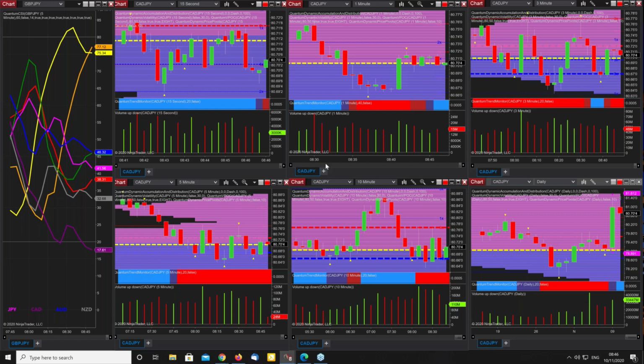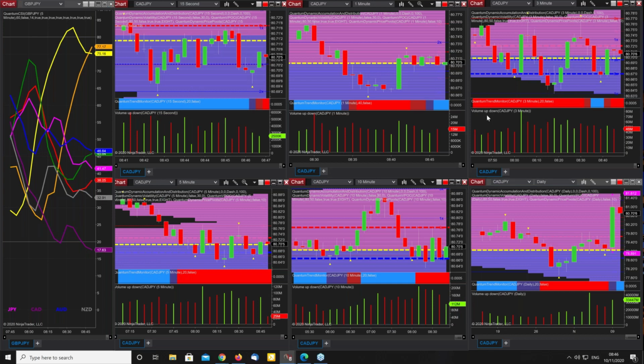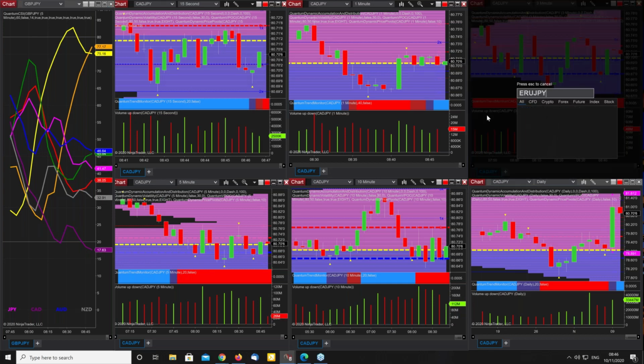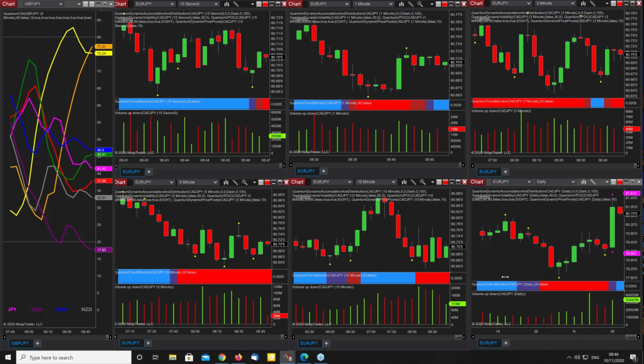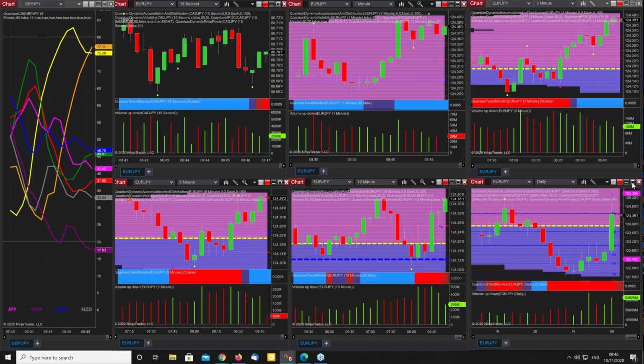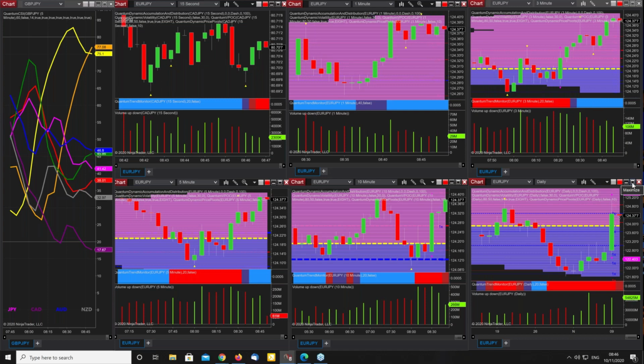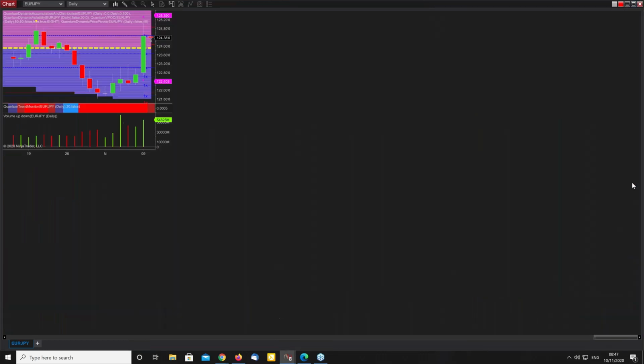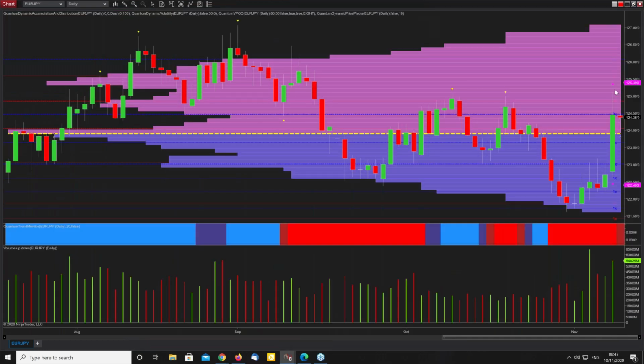So if we flip this over onto something like euro yen, because the yen's got a little bit of a way to travel. Let's just change this over to euro yen, just to stick with the yen pairs. There we go, euro yen. And again, pretty much identical on the daily. Big volatility candle. Trading in a very narrow range at the moment.